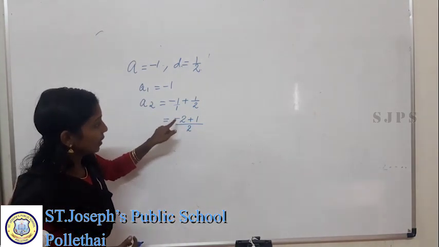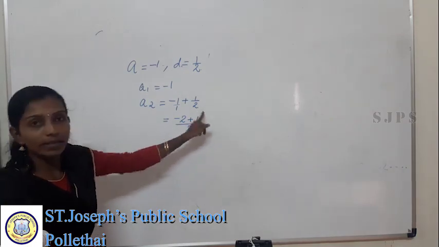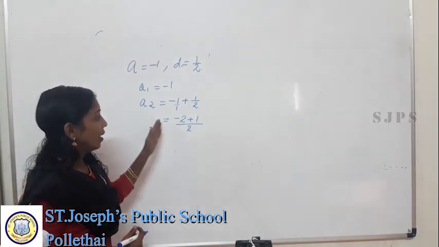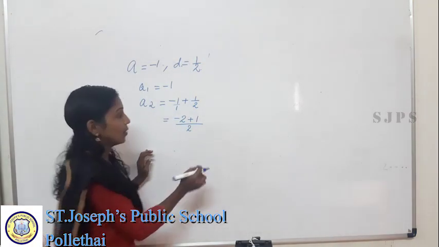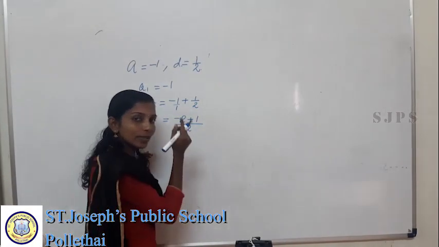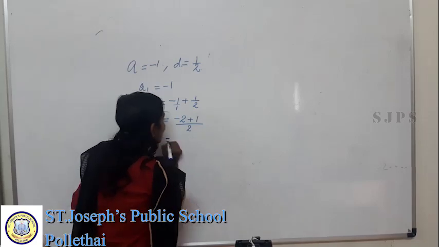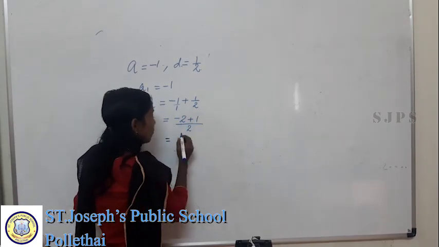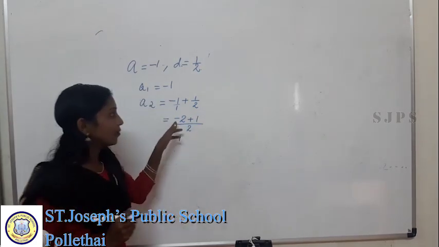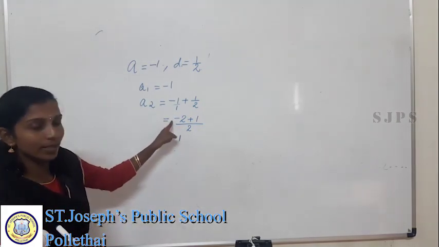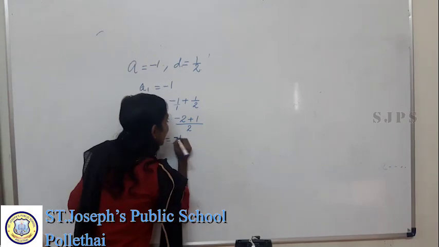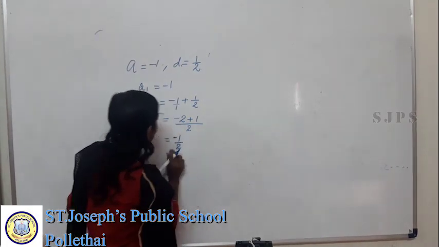Here the first term is negative and the next one is positive. To add a negative and a positive number, first you subtract, then you put the sign of the largest number. This 2 minus 1 is 1, you get the answer. And here the largest number is 2 and its sign is minus. So we get minus 1 by 2.